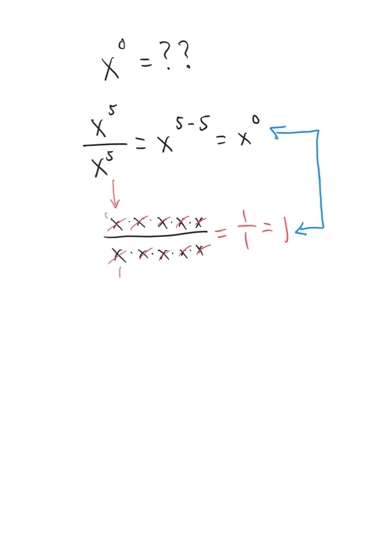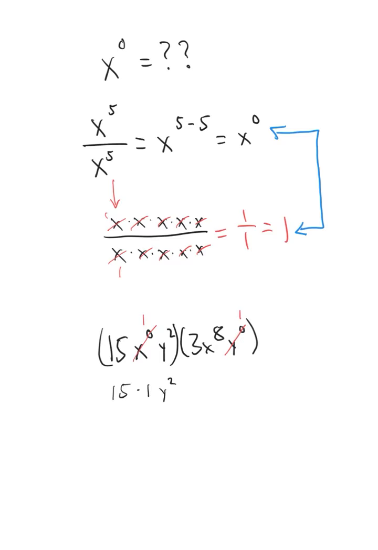So in this homework problem, I'll do a shortened version of it and leave the rest of it for you to do. But what if you had something like 15 x to the 0 y squared times 3 x to the 8th y to the 0? Well, in this case, the x to the 0 would be a 1. Y to the 0 would also be a 1. So really, you're just doing 15 times 1 times y squared times 3 times x to the 8th times 1.